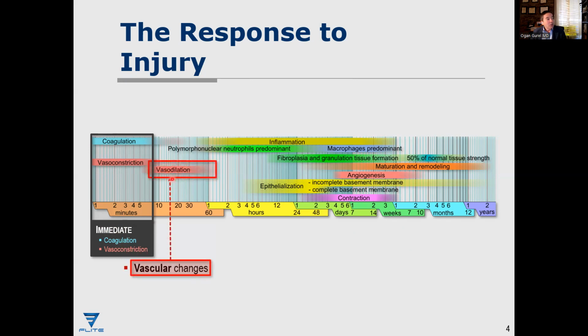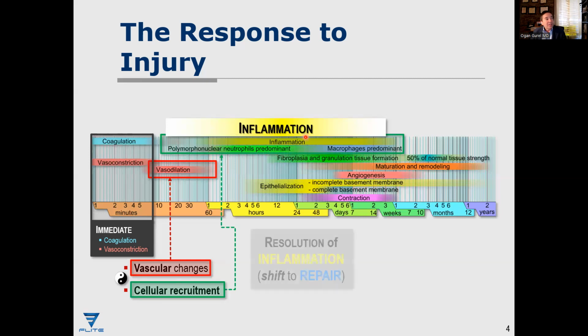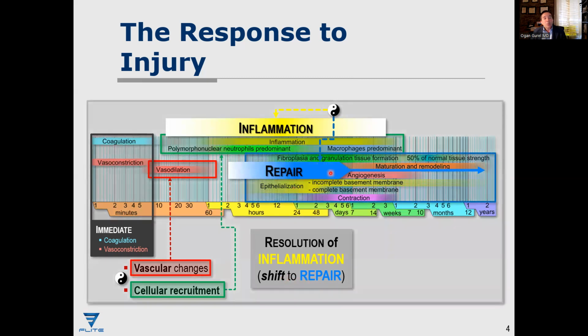And then followed very soon after by vascular changes, vascular dilation, to allow cells to enter into that area. And those cells are recruited, and that begins the process of inflammation. And that inflammation progresses for several hours to days. Then that inflammation will resolve, and we shift to a repair process. So late inflammation will then go to a repair process that also involves other cells, macrophages, and fibroblasts. And we'll talk about the different cell populations that are involved in this.